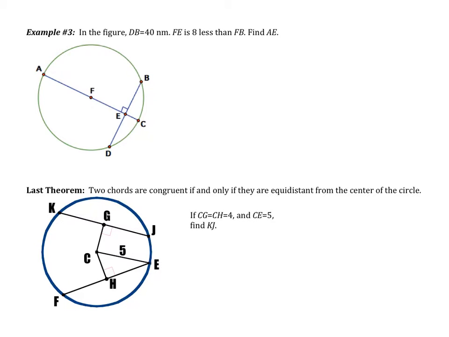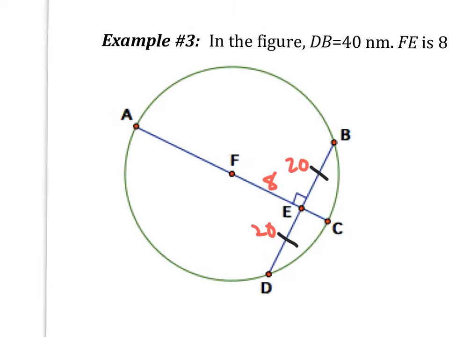On this one, again, you look at the picture. Do you have a diameter? Yes. Do you have a perpendicular? Yes. Then that means you know tick, tick. It tells us that DB is 40. What's DE? What's EB? It tells us that FE is 8. Oh, 8 less than FB. Sorry. Thank you. My literacy skills, I got to work on that.